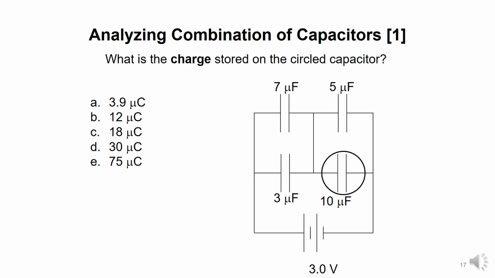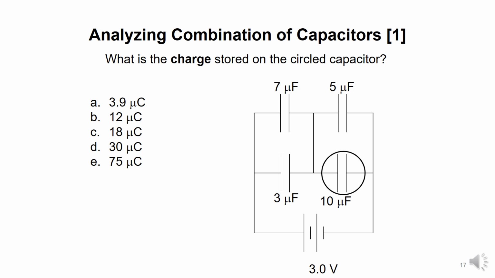Let's look at this problem involving multiple capacitors, a combination of 4 capacitors connected in series and parallel. The whole combination is connected to a battery with a potential difference of 3 volts. We want to find the charge stored in the circled capacitor, the 10 microfarad capacitor, and we are given 5 options.